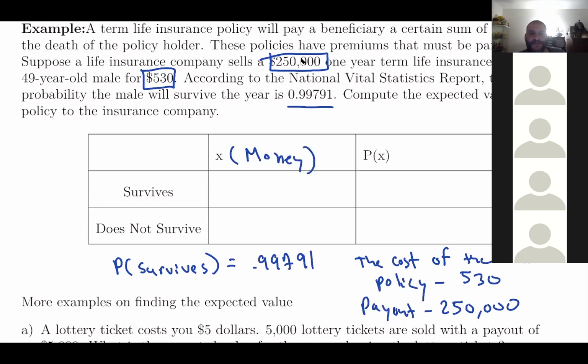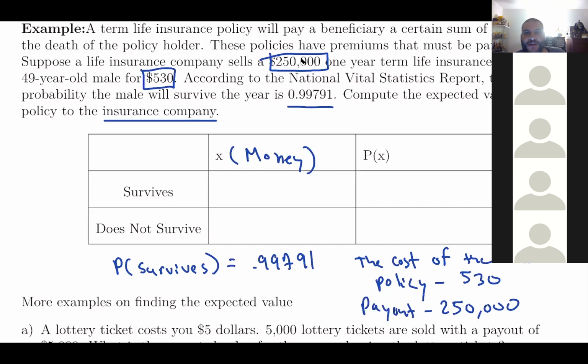So it corresponds to the money, but for this one, you always have to look at who we are doing the expected value for. Are we doing the expected value for the person buying the insurance, or are we doing the expected value for the insurance company? So we're doing this for the insurance company.